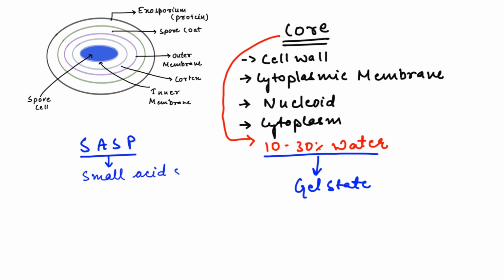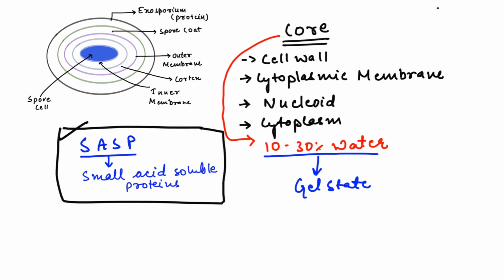SASP, small acid-soluble spore proteins. They are formed during sporulation and bind to DNA in the core. They protect the DNA from UV light and dry heat.